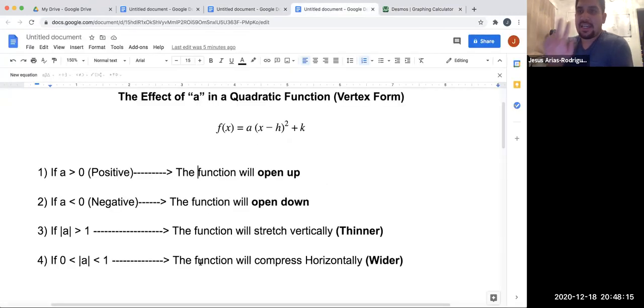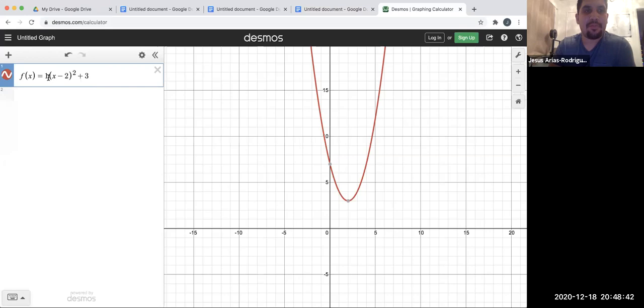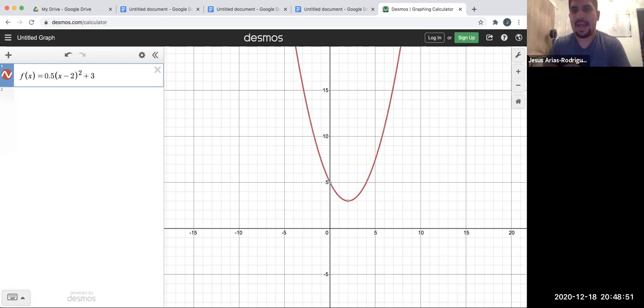Now the last case is the fourth case, which is this inequality that has 2 components, one on the left-hand side, one on the right-hand side. If the absolute value of A is bigger than 0, but less than 1, as long as I have any value between this range, what will happen to my function is that it'll experience a compression. It'll compress. And what that means is that it'll become wider in this case. Just to give an example, you can choose any number between 0 and 1, numerically speaking. I'll give you one quick example, 0.5, and I get this kind of like flatter shape of my function.